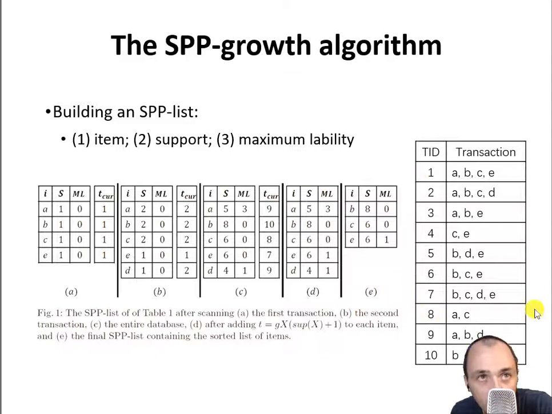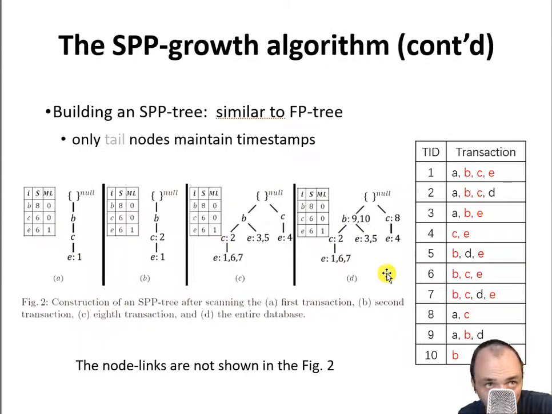The first step, briefly, is that we look at the database and count the support and the maximum liability of all the items A, B, C, E, and D. Then from this, we eliminate all the items that have a support smaller than the minimum support. After that, we do like in FP-Growth. We build a tree from the database like this. This tree, called the SPP tree, stores all the data from the database. Then we don't need the database anymore. We look at this tree to find the solution.